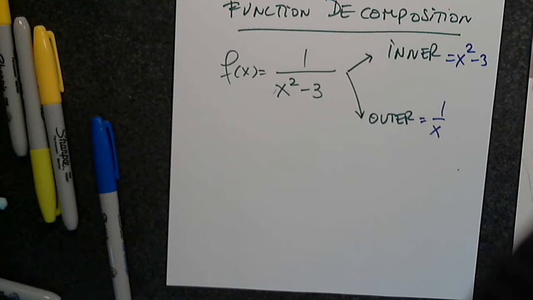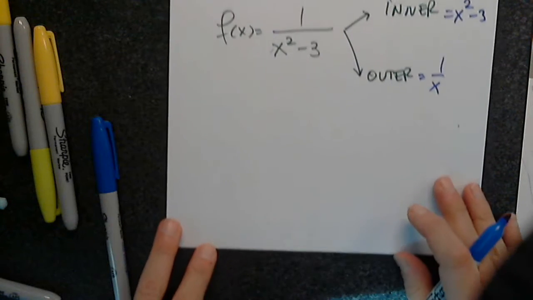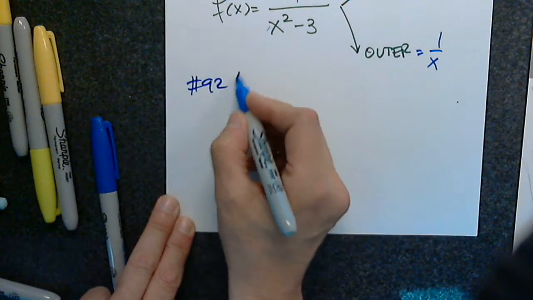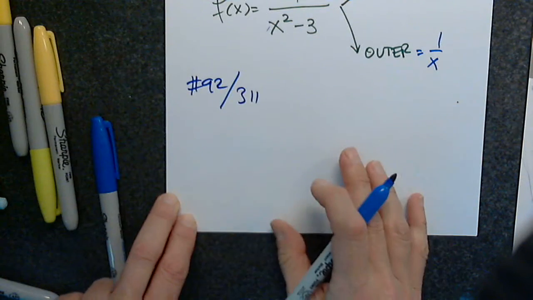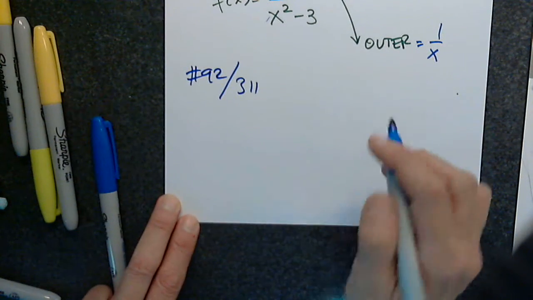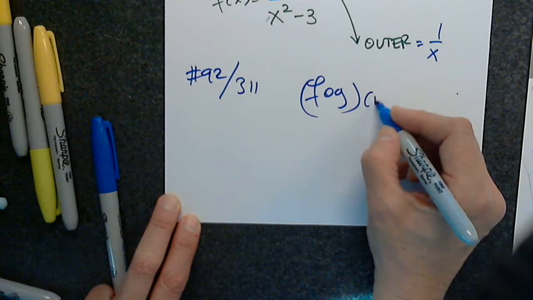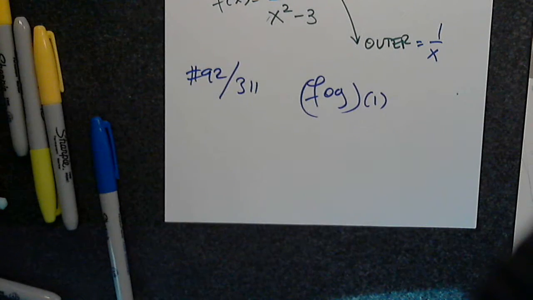And now I would like to look at one problem with two graphs. Here we are given two graphs, let's say 92, and this is on page 311. We're asked to find in 92 f comp g of 1. We're not given f, we're not given g, but we are given their graphs. So we're going to look at those graphs and identify what we need.